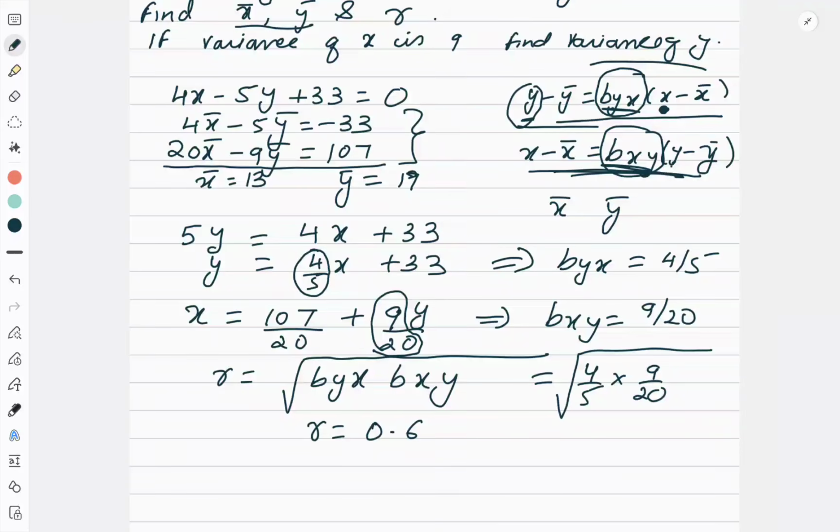Correct? Now here one more thing you take care. Since these two values are positive, when you take the square root, it is always plus minus. Since both the values are positive, I will consider only the positive value. So that is my answer.